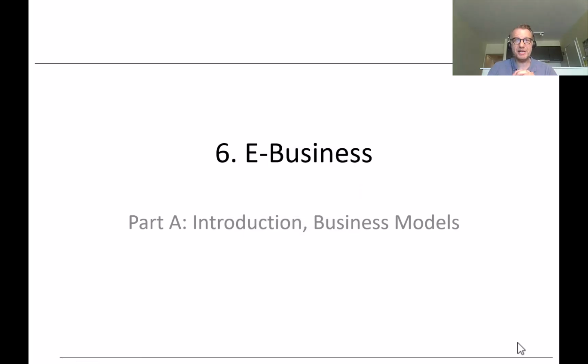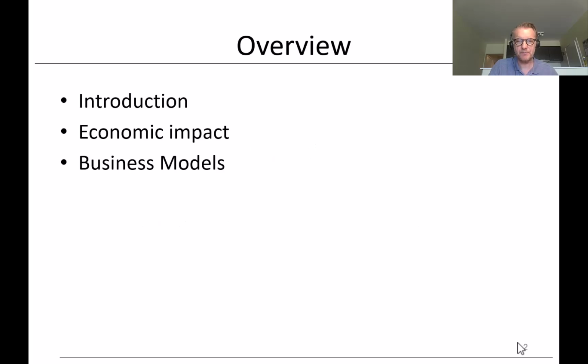Welcome to this exciting chapter on e-business, which has 4 parts. Part A is Introduction and Business Models. Part B is Online Payment, B2B Technologies and Supply Chain Management. Part C will cover online advertising, and Part D concludes the chapter and reviews web analytics.